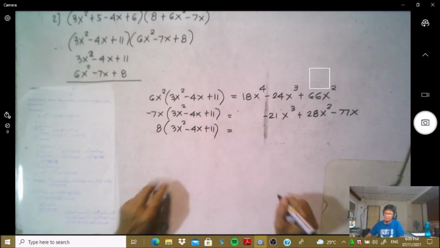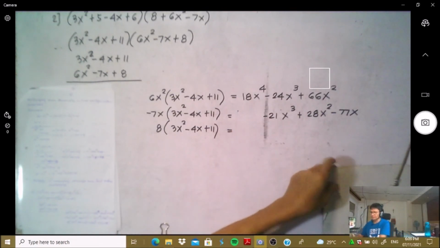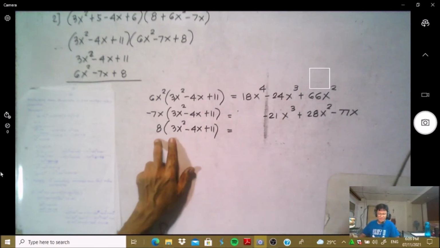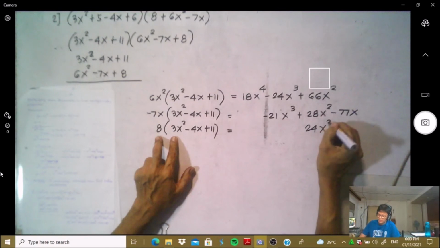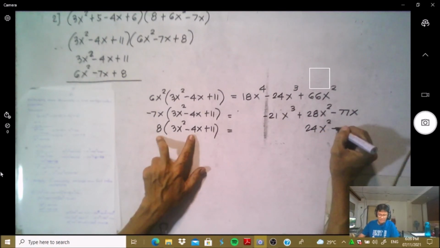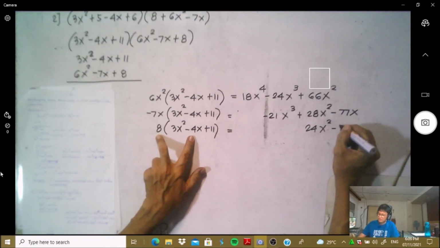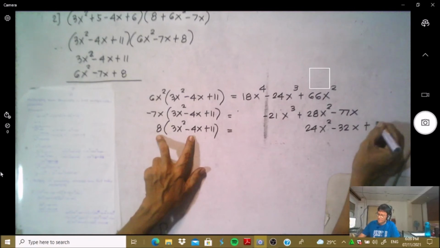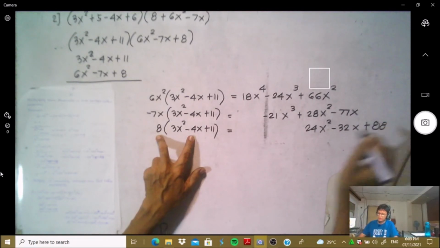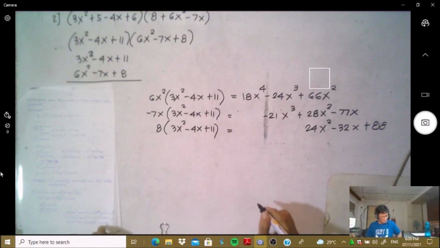And we have, this is x squared. Therefore, we have 8 times 3 is 24. So we have 24x squared, minus 8 times 4 is 32, 32x. Then plus 88. Okay. We have already arranged it correctly. So we have 24x squared minus 32x plus 88. Negative 21x cubed plus 28x squared minus 77x, then 18, 24, 66.